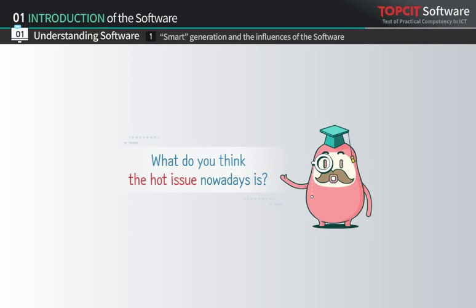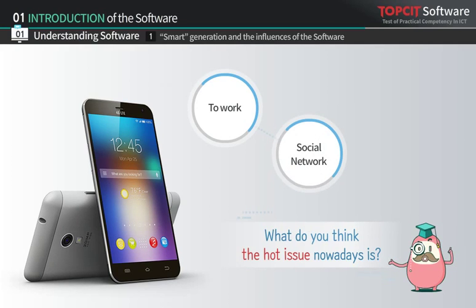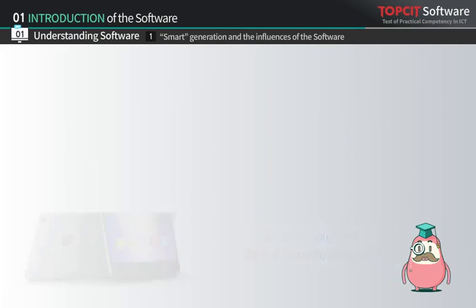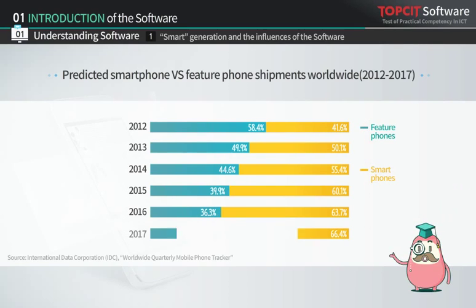What do you think the hot issue nowadays is? The smartphone would be the best answer. People start to use smartphones not only to work, but also for social networking or using internet banking systems. Much research has shown us how much smartphones have changed our lives for the better compared to a few years ago. The smarter phones become, the more comfortable our lives get.